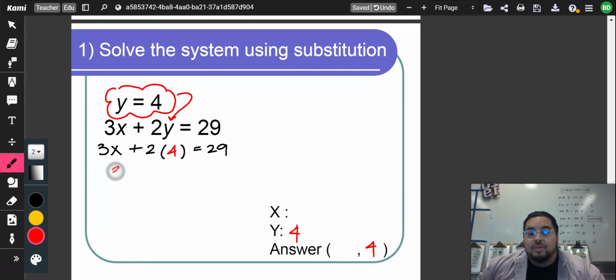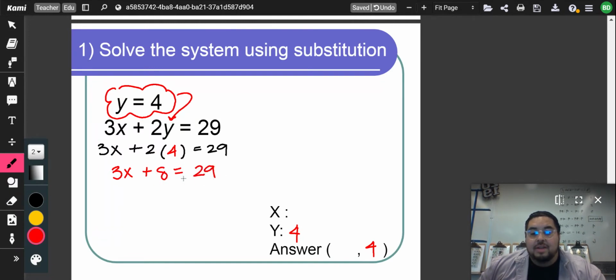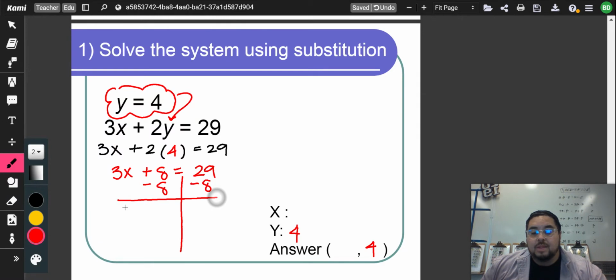So I have 3x plus 2 times 4 is going to give me 8 equals 29. And now what I have here is a two-step equation that I can super easily solve by working backwards. I'm going to subtract 8 from both sides. Our 3x comes down. The positive 8 and negative 8 cancel out. 29 take away 8 is going to give us positive 21.